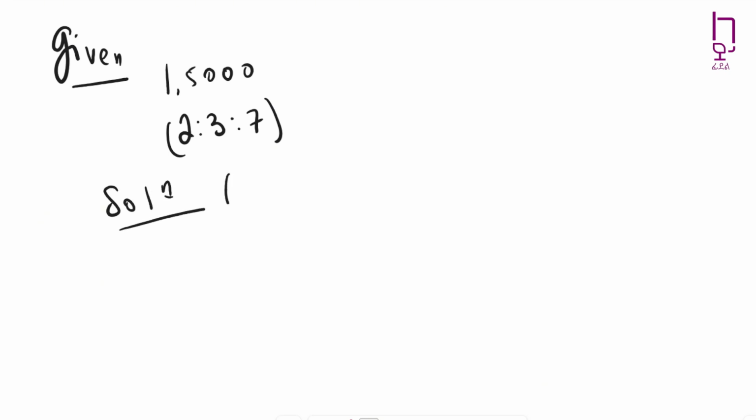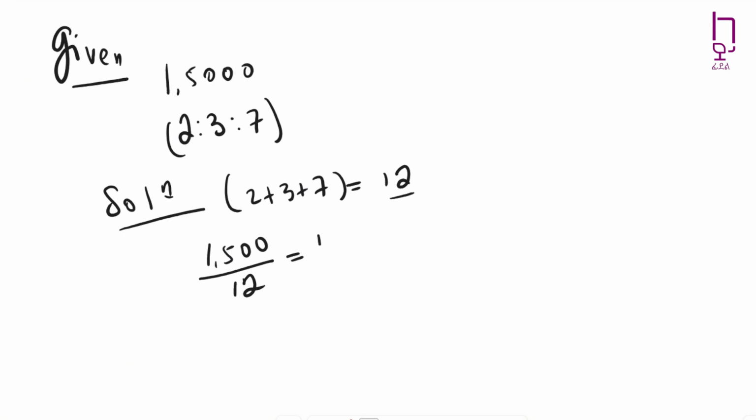First, you add all the ratios, so 2 plus 3 plus 7. And when you do this, you have 12. So you do this first. The second step is you take the total amount of money and you divide it by the sum of the ratios. And this becomes 125 birr.